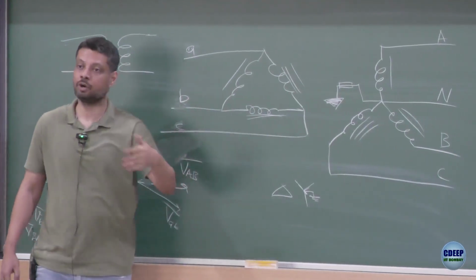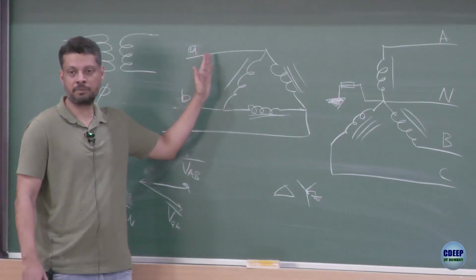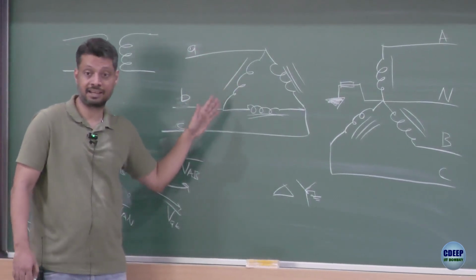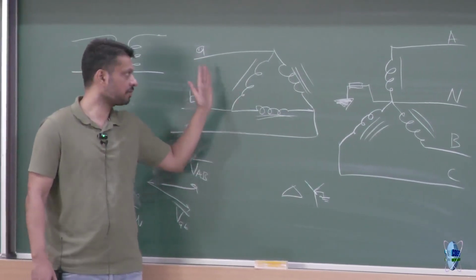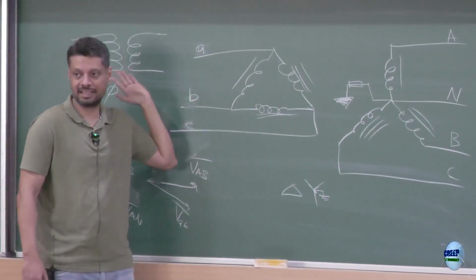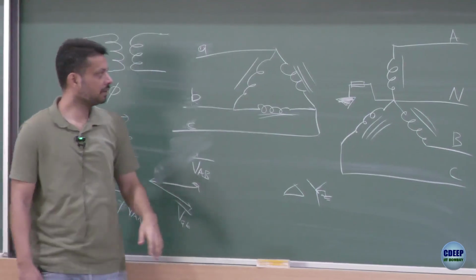So third, ninth, all those harmonic currents do not come from the source. But if you have star star, then all those currents might also come from the source, and therefore delta sort of helps us reduce the unnecessary current that we are drawing from the source.